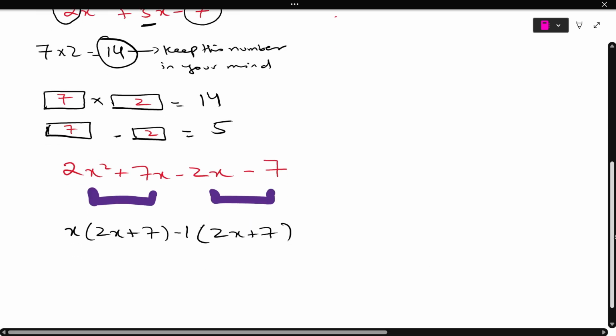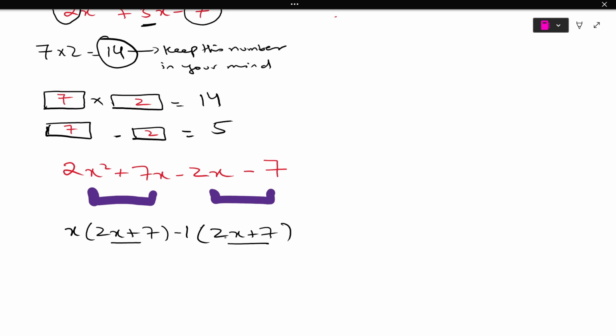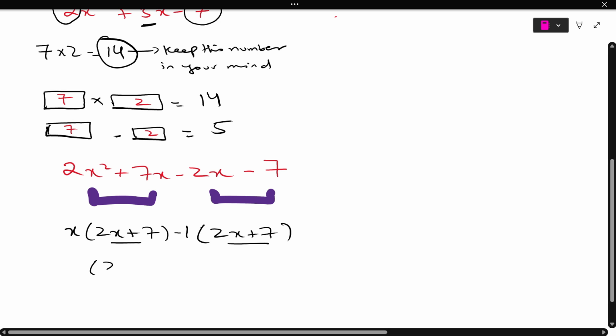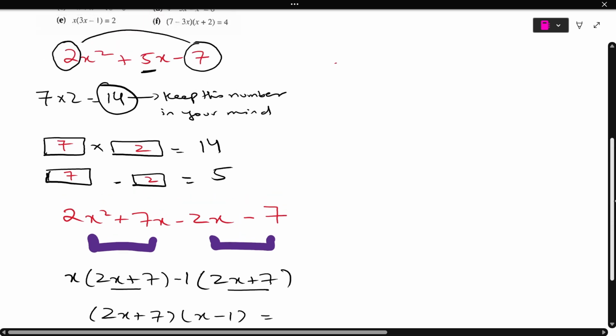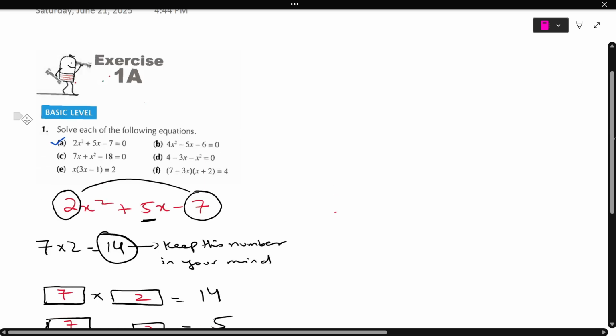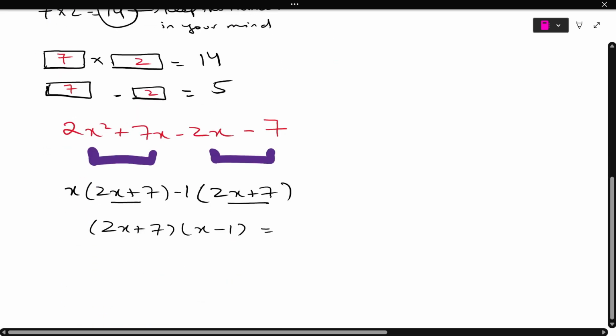Absolutely correct, right? And remember that these two brackets should always be the same. If these two brackets are not the same, that means your working is wrong somewhere, right? So there will be x minus 1, 2x plus 7. Absolutely correct. No, that's not the answer, because you are not supposed to factorize. You are supposed to solve. Solve means that you have to calculate the value of x, right? So if I have to solve, that's not my answer.